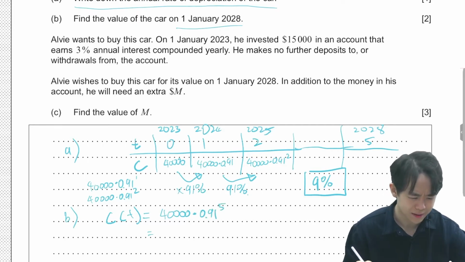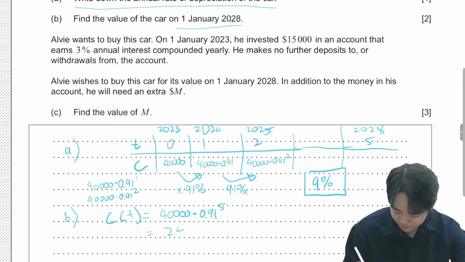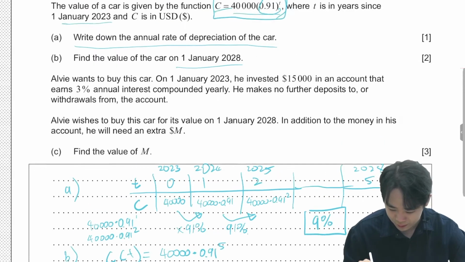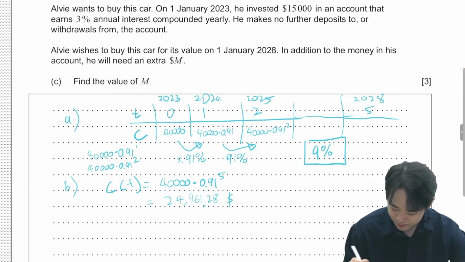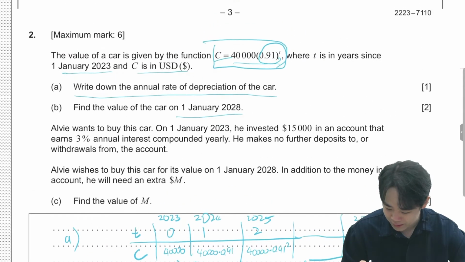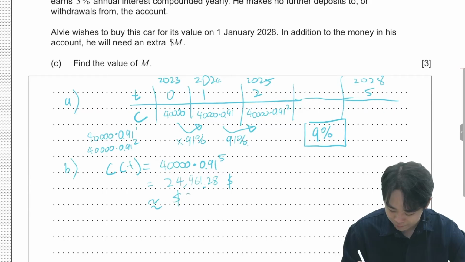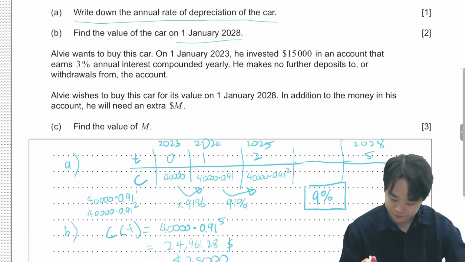So that should give us somewhere around 24,961.28 Canadian dollars, CAD, or no, USD, US dollars. So if you round this to 3 sig figs, we would write this as $25,000. Okay, so that's what the car is going to be worth 5 years later in the year 2028.